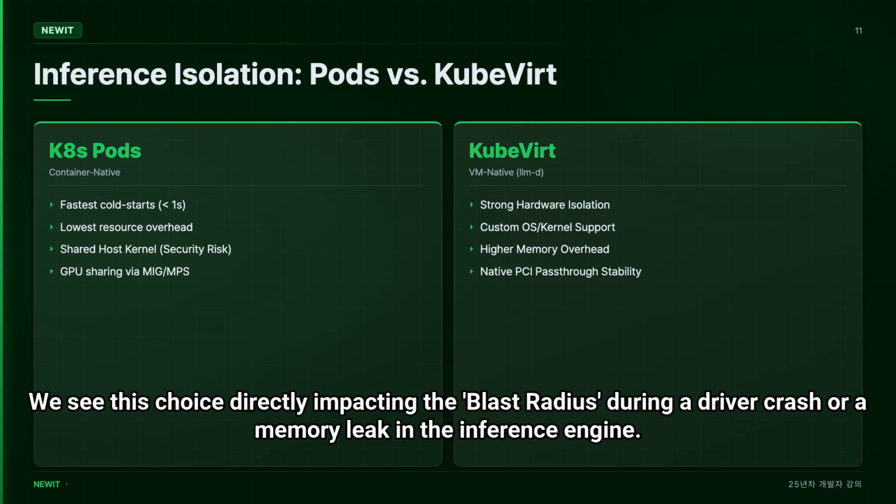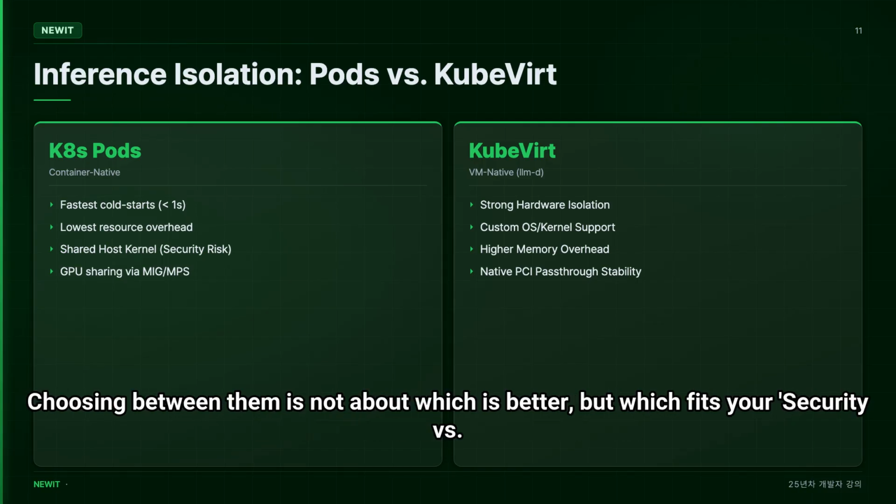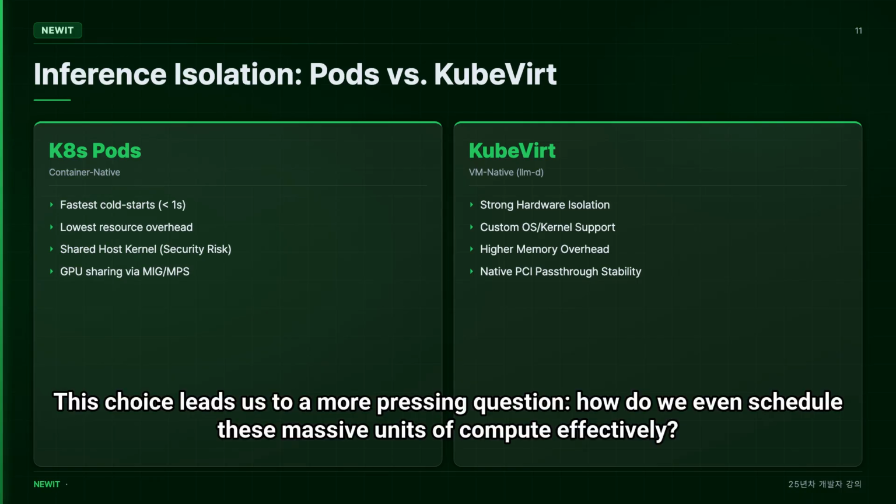We see this choice directly impacting the blast radius during a driver crash or a memory leak in the inference engine. Choosing between them is not about which is better, but which fits your security vs latency profile. This choice leads us to a more pressing question: how do we even schedule these massive units of compute effectively?